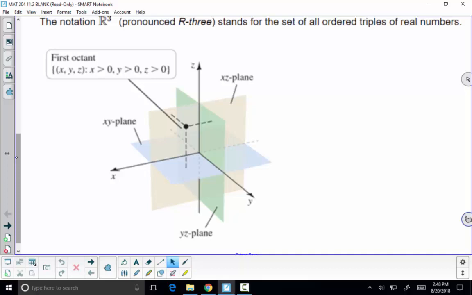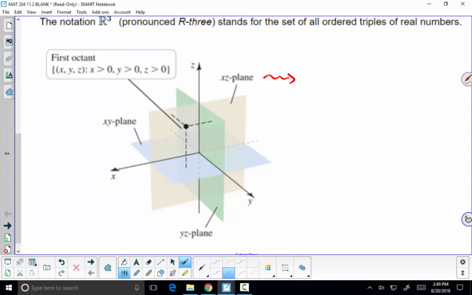All right, so R3 space has 3 coordinate planes. Just like in R2 you have 2 coordinate lines, in R3 you have 3 coordinate planes. Everybody sees those 3 coordinate planes? Can somebody tell me what the equation of the xz plane is? Anyone know what the equation for the xz plane is?